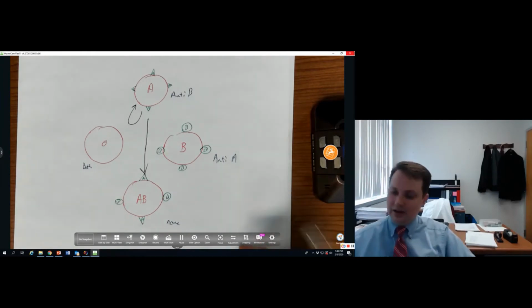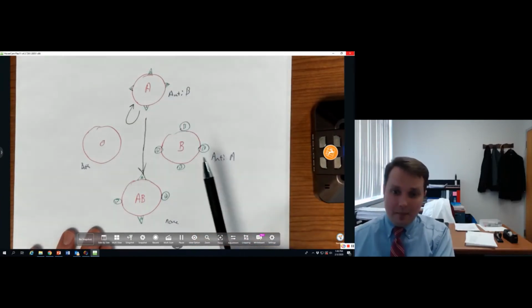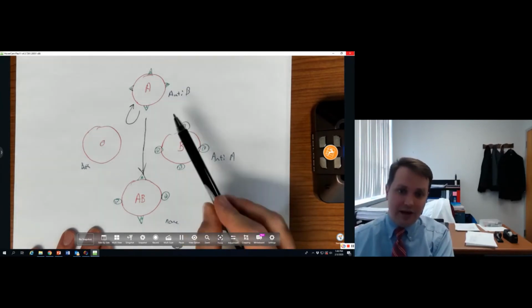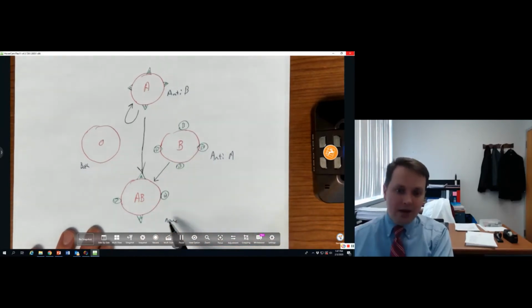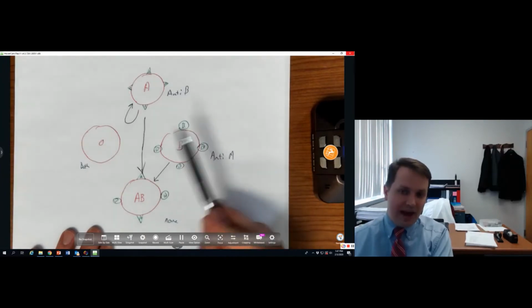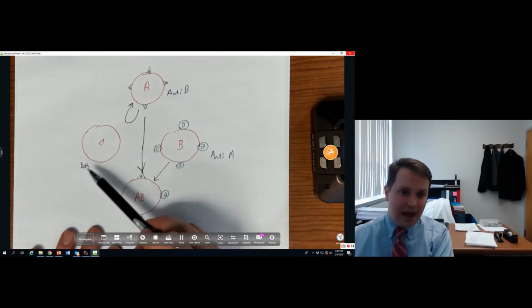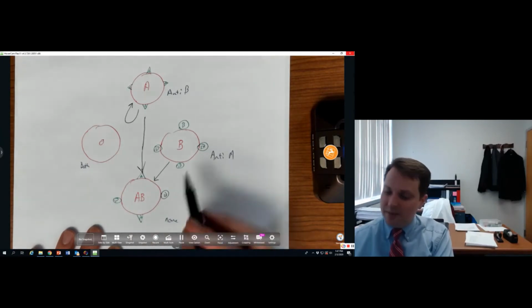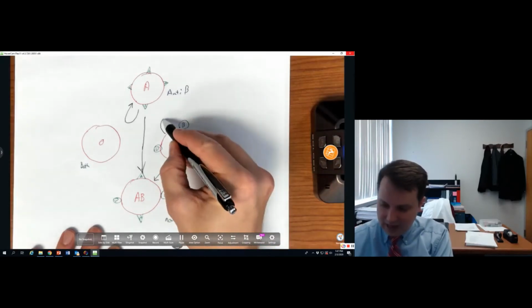Okay. Now, let's start with B. Can B give to A? B has the B antigens. A blood has anti-B antibodies, so it cannot. But B can go to AB because there are no antibodies to attack the B antigens. B cannot give to O because it has both anti-A and anti-B, so the anti-B antibodies would attack the B antigen of the donor in the O patient's plasma, so that can't happen. And B can give to itself.